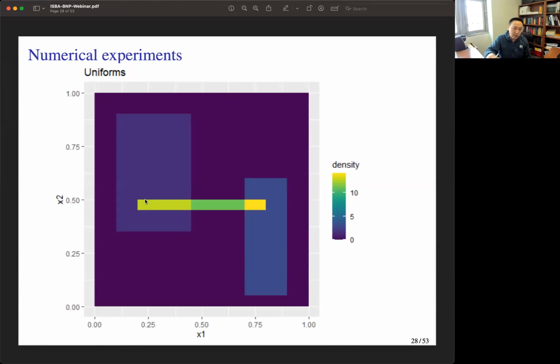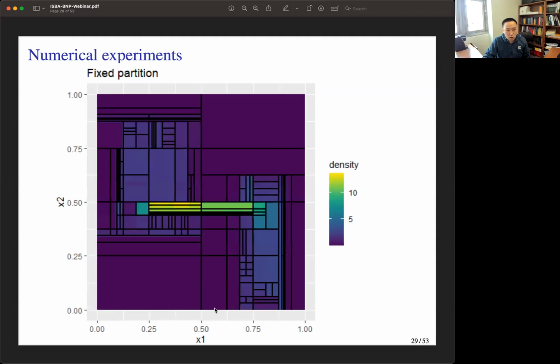In fact, what we did, I think in the paper, is about a 50-dimensional example, but you can think of this as projections on the two-dimensional structure. So if we have a fixed partition that's always in the middle, this is kind of the MAP estimate that you can get from that, right?